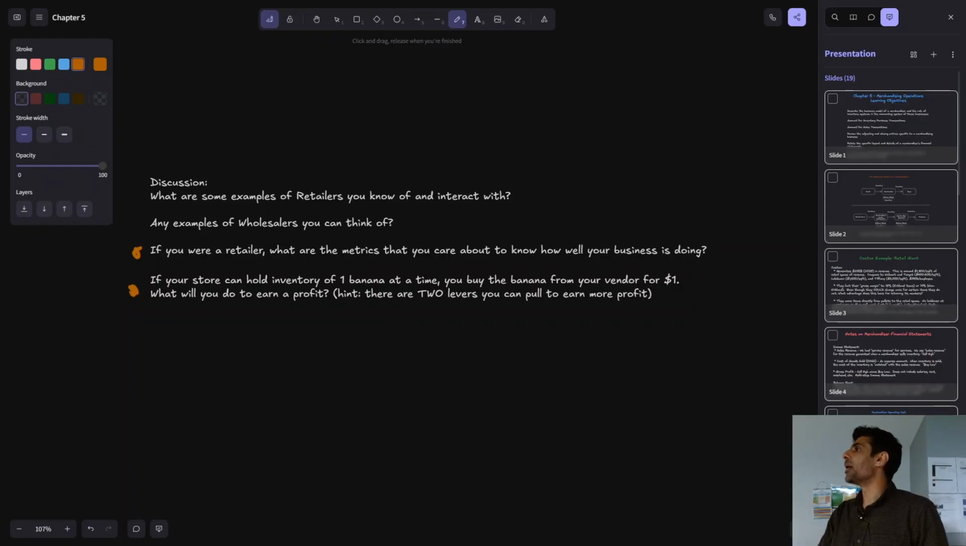So, what are the different kinds of business models this retailer can enact to make a profit? And there's two of them, okay? There's two levers that they can pull to make a profit, or two strategies, I guess you can say. So see if you can come up with those. Why don't we take a couple minutes, you guys discuss amongst yourselves, and we'll discuss as a class.